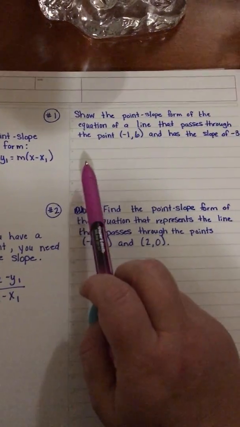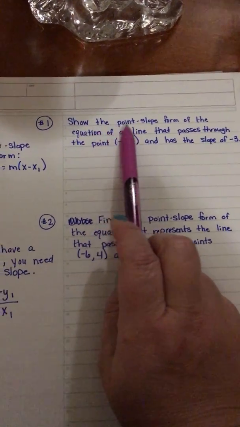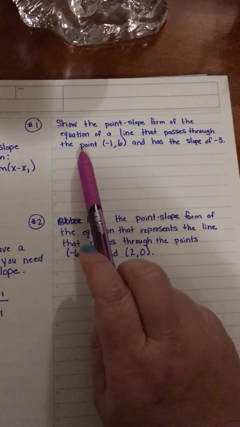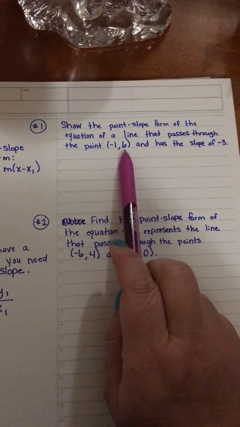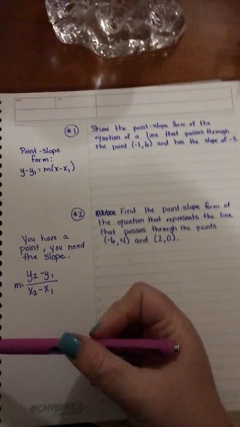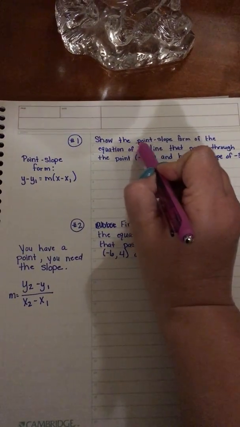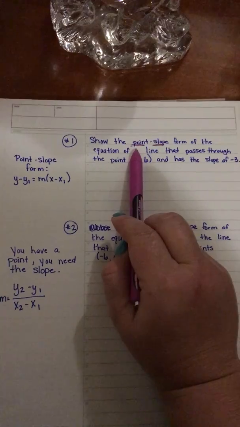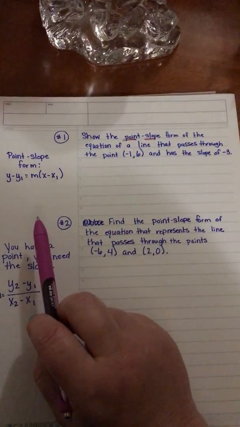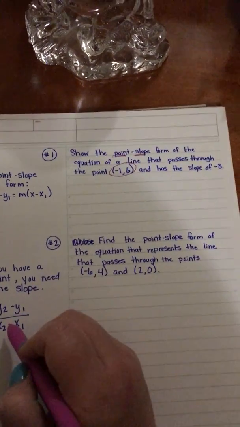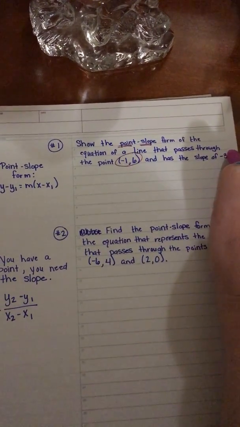Now, number 1 asked you to show the point-slope form of the equation of a line that passes through the point (-1, 6) and has the slope of -3. Now remember, it's asking for point-slope form. So you need a point and you need the slope. Well, luckily here we have a point and we also have the slope.